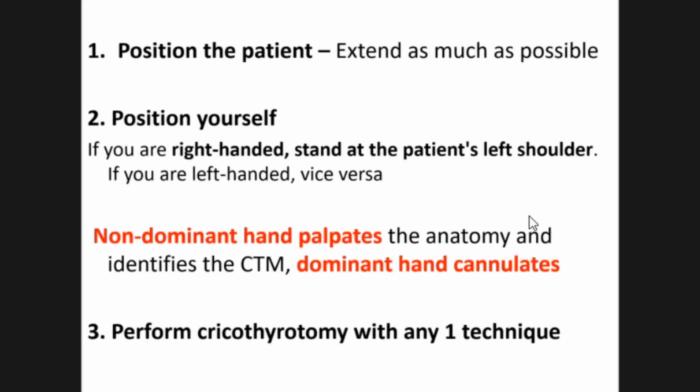Once we decide that yes, we have to go ahead and do the cricothyrotomy, position the patient, extend the neck as much as possible, and position yourself appropriately. That is, if you're a right-handed person, you have to stand on the patient's left shoulder. The non-dominant hand palpates to locate the cricothyroid membrane, and the dominant hand cannulates. There are different techniques which are described, which I'll be discussing in the next few slides.